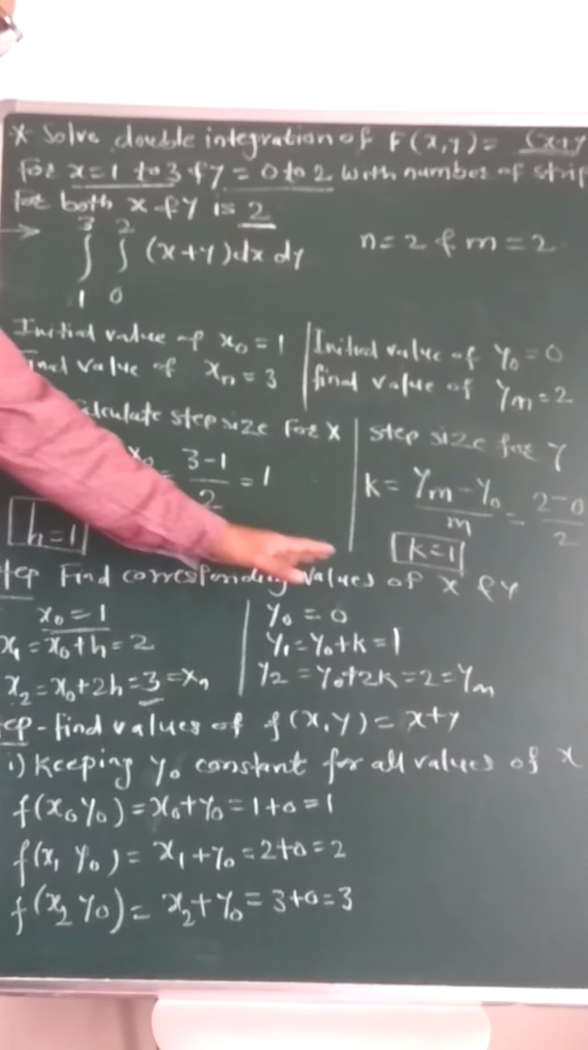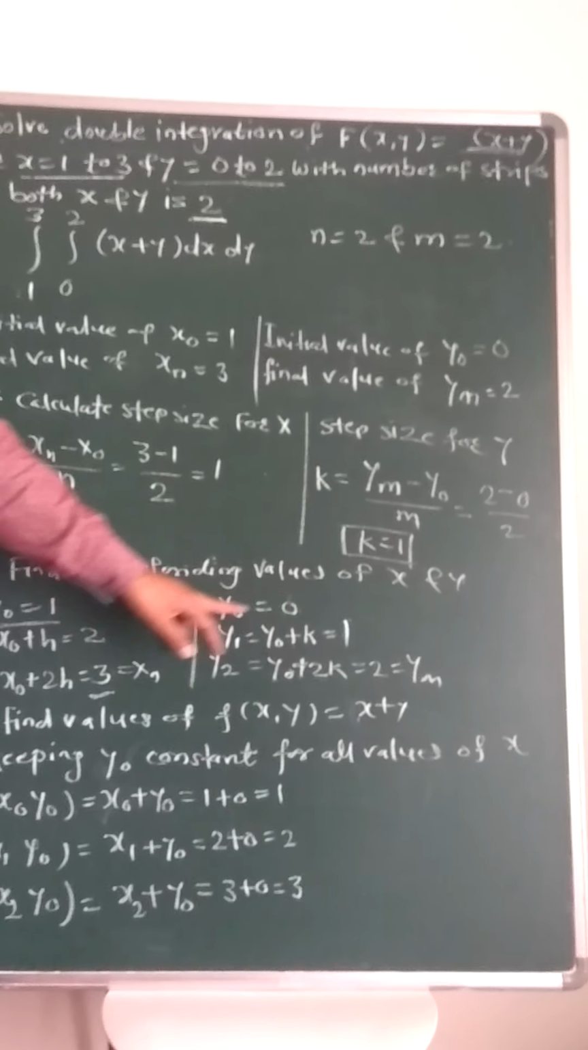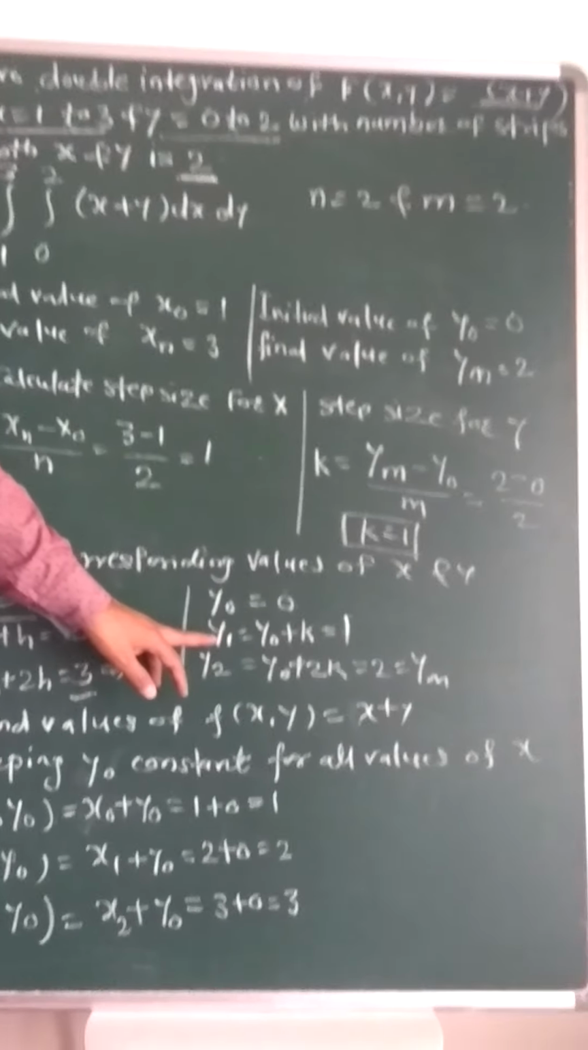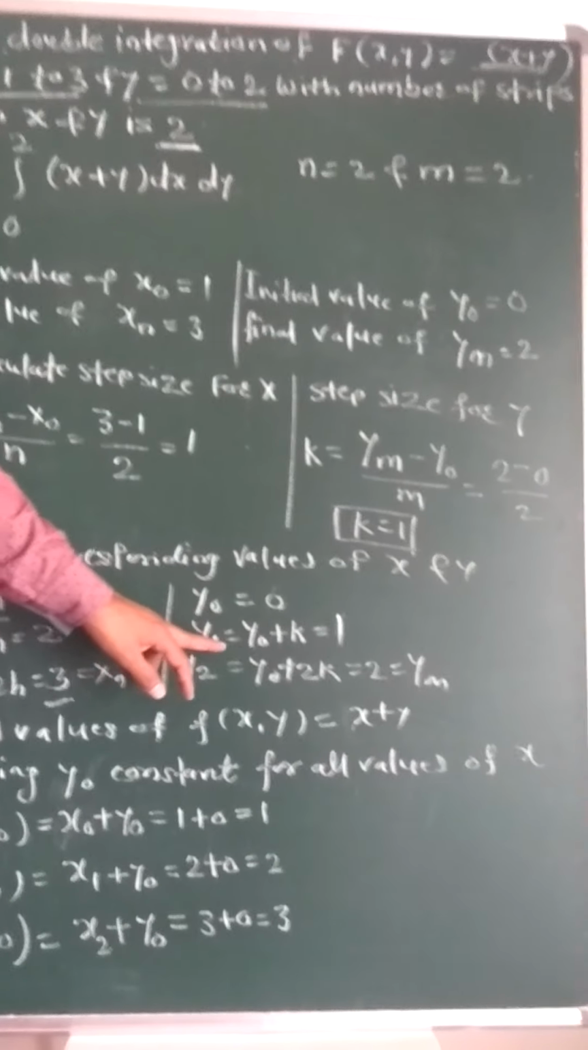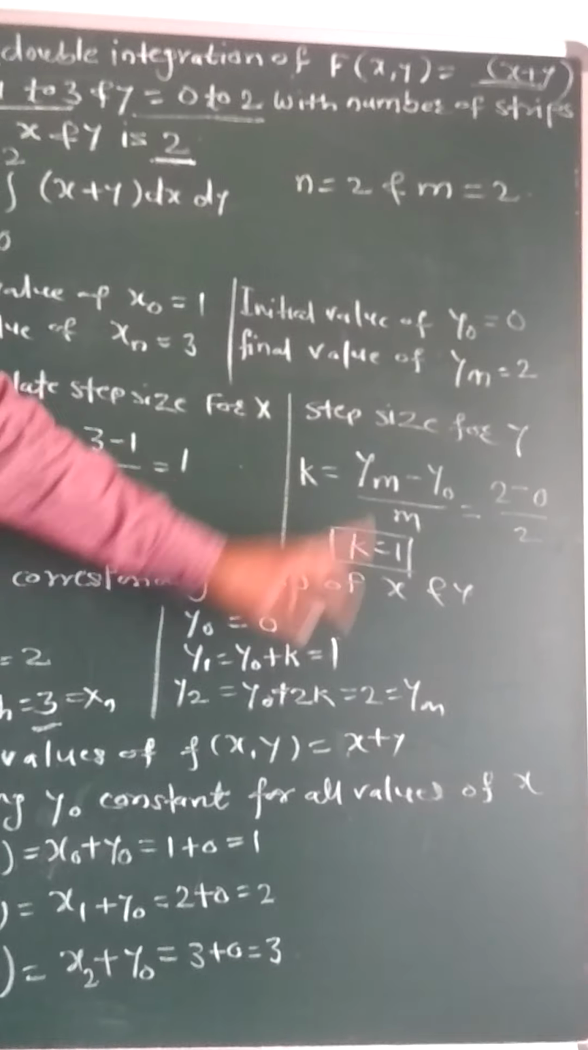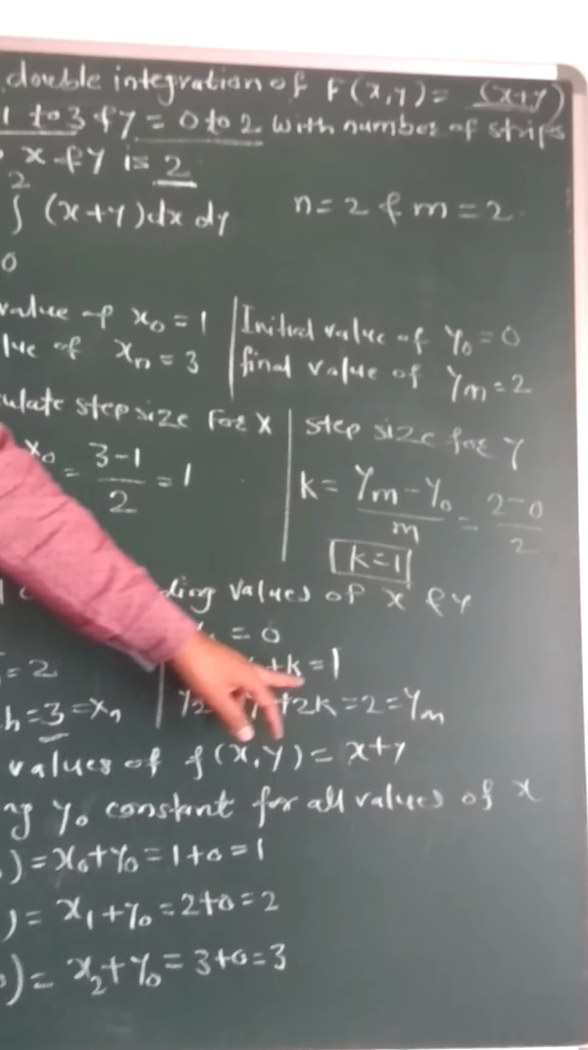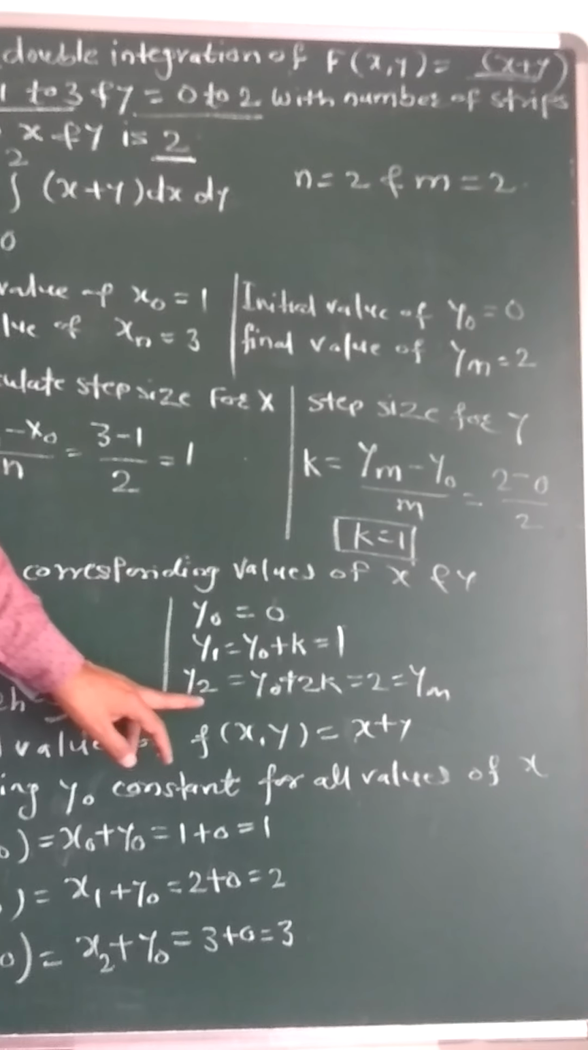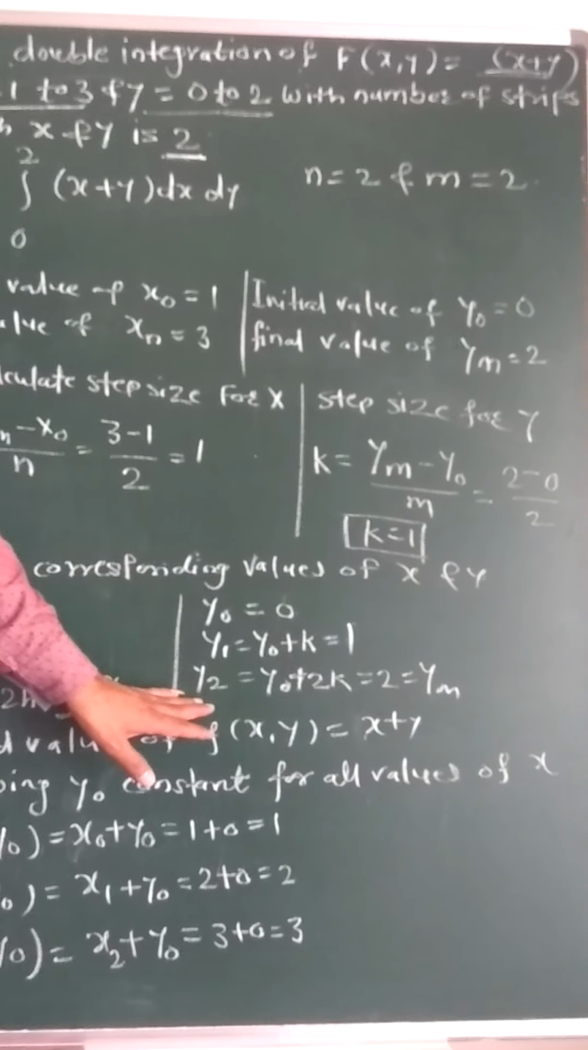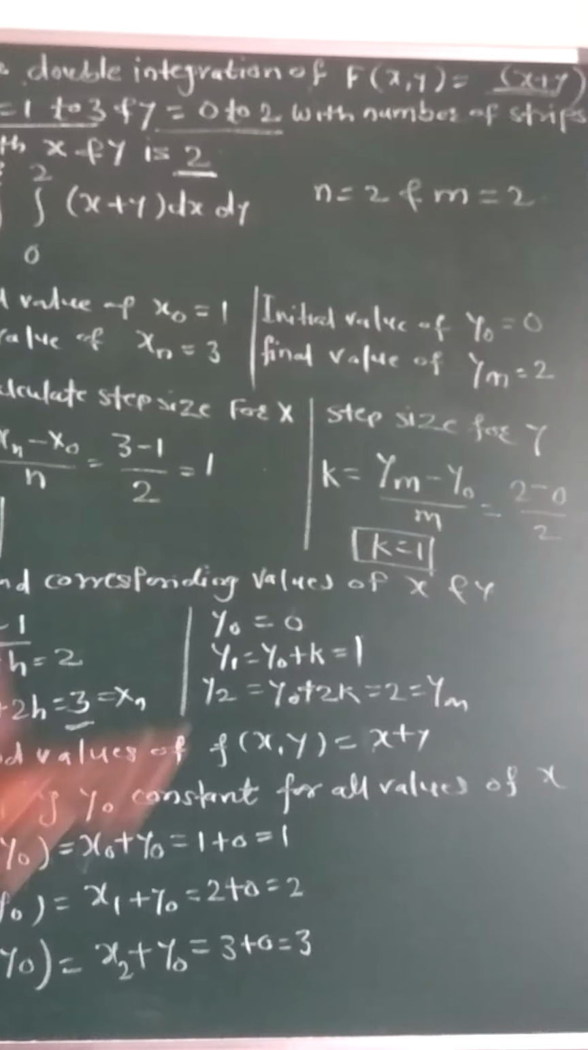Similarly, for y values, y0 is equal to 0. Therefore, the next value y1 is equal to y0 plus k, that is the step size, that is 0 plus 1 is equal to 1. Similarly, y2 is equal to 2. This is the last value, therefore ym.